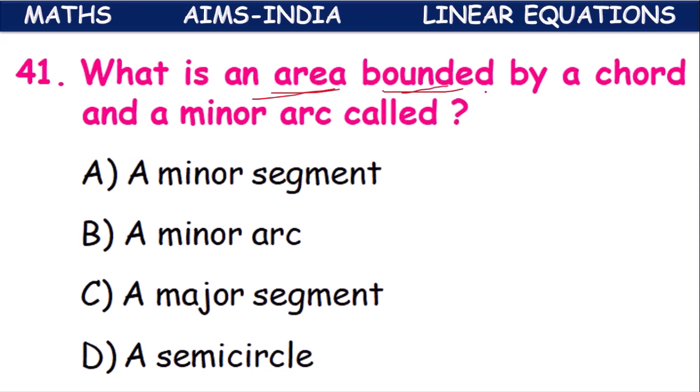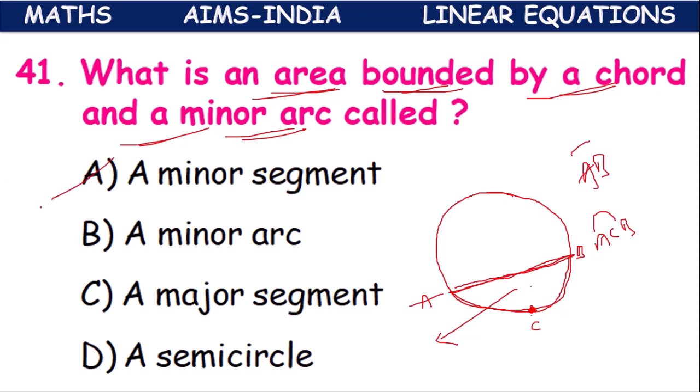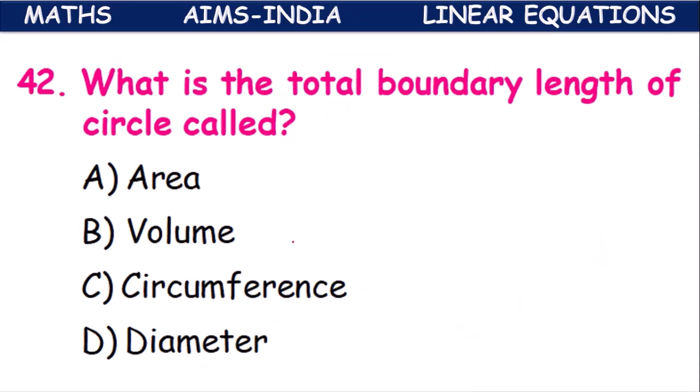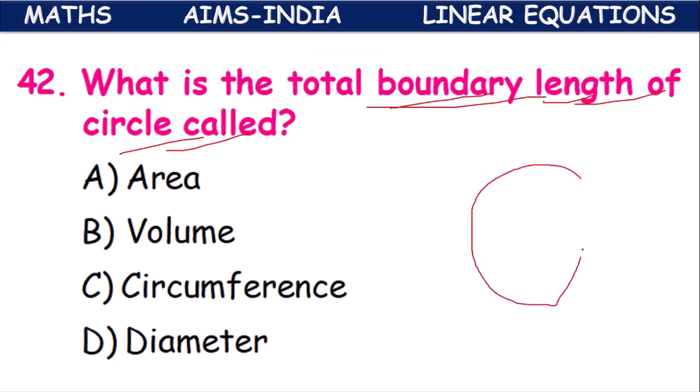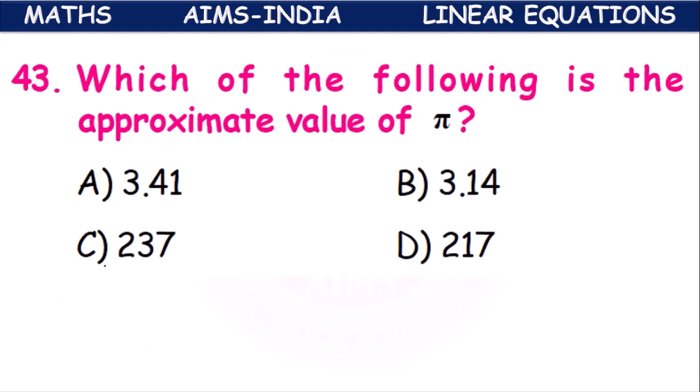What is the area bounded by a chord and a minor arc? Suppose this is A, B, and this is C. AB is the chord. ACB is the minor arc. Then this area is called the minor segment. What is the total boundary length of a circle called? Total boundary is called circumference.